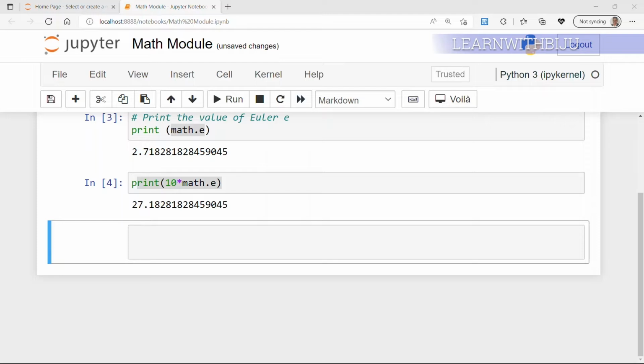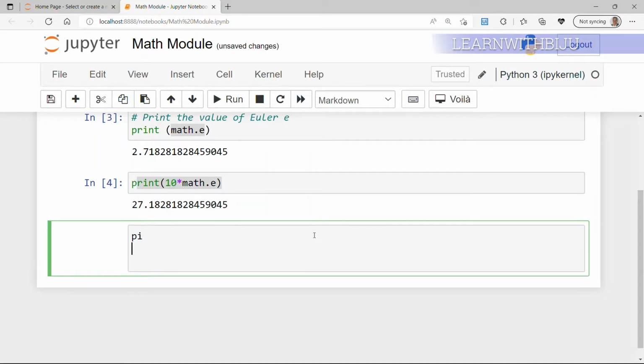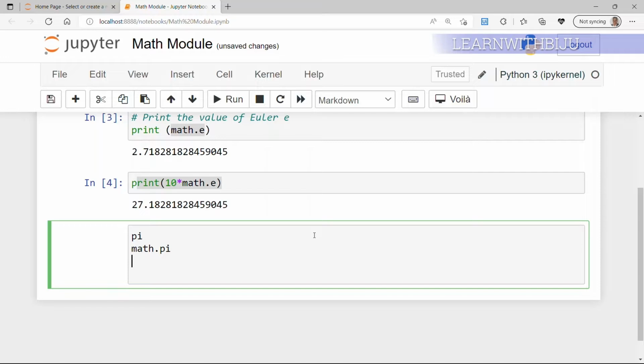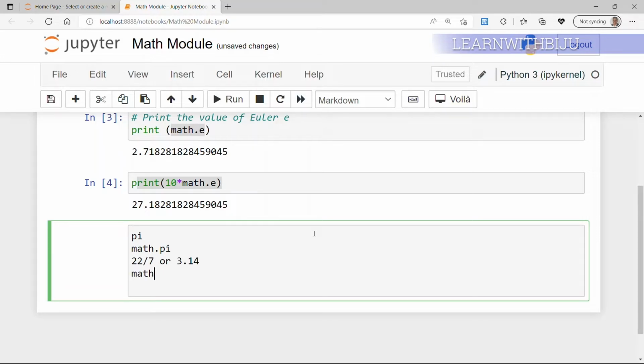Let's see the next constant. The next constant we are going to see is pi. What is the syntax? It is math.pi. You all must be familiar with pi, right? Pi is depicted as either 22 by 7 or 3.14. So the syntax of pi is math.pi.